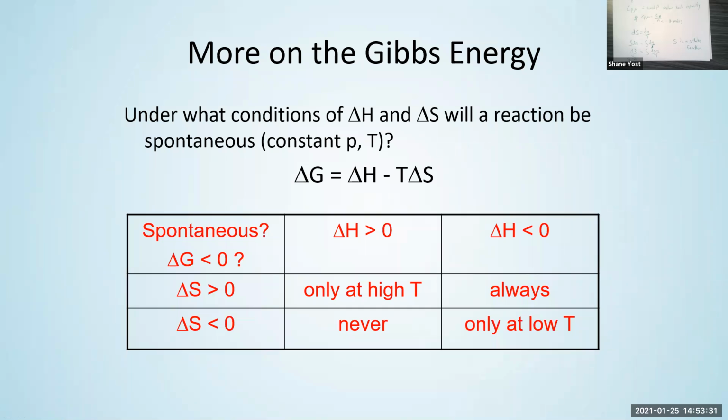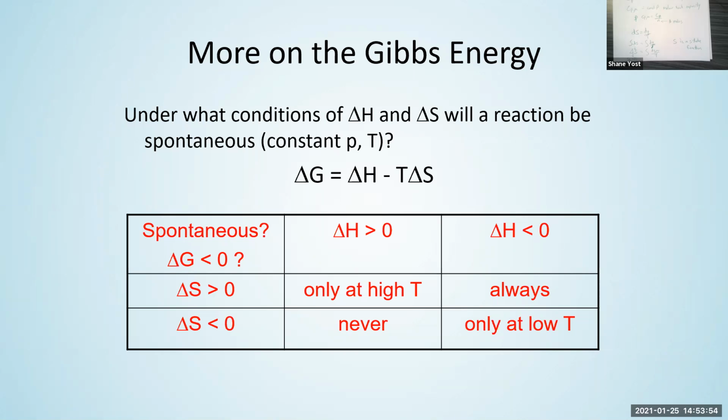So that will always be spontaneous no matter the temperature. But if delta S and delta H are both greater than 0, that means you're increasing the energy of your system, but you're also increasing the entropy. Now you have one thing that's favorable, an increase in entropy, but one thing that's not favorable, an increase in enthalpy.